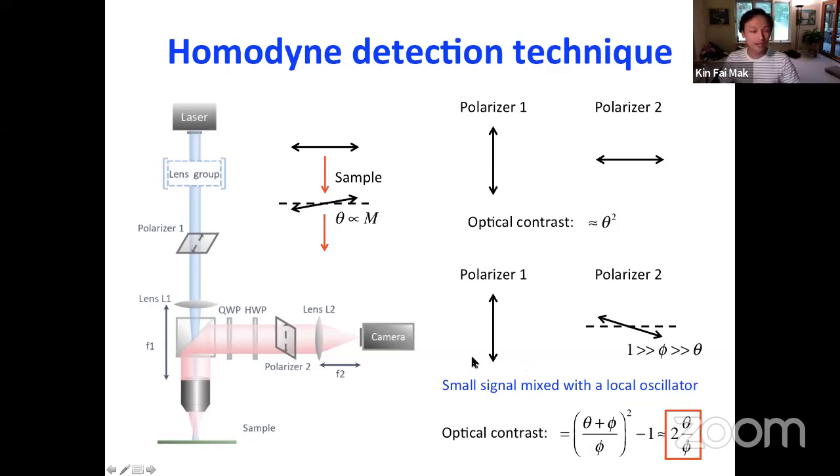For those of you who have done RF or microwave techniques a lot, this is actually called a homodyne detection technique. It's basically a small signal mixed with a big signal from a local oscillator.